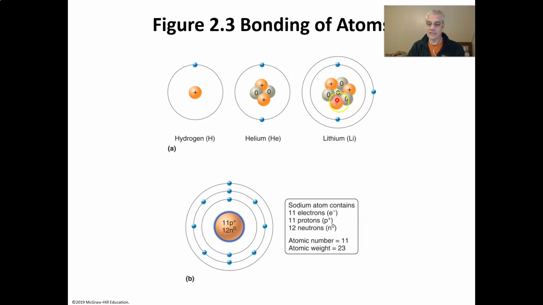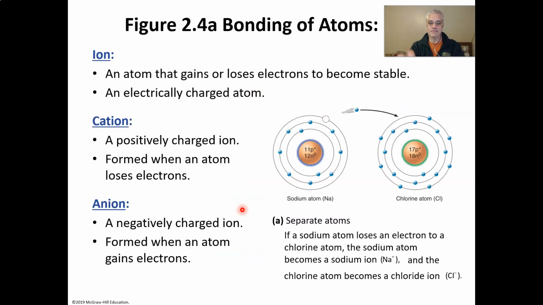But if you have 3 protons, you have to balance those out electrically with 3 electrons. There you go. And on and on and on it goes through the periodic table. All right, here's how they bond.